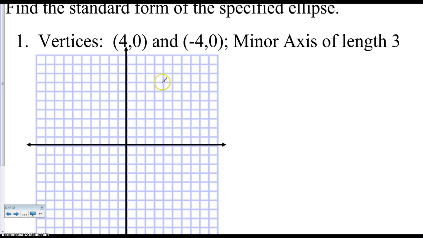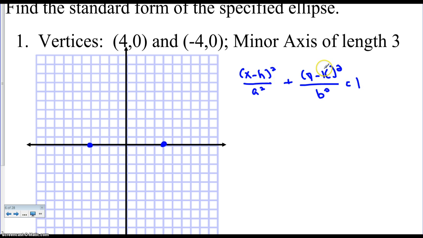So, in this case, I know that my vertices are at (4, 0) and at (-4, 0). Okay? So, because my vertices form a horizontal axis, that means my equation is going to have the form of (x - h)² over a² plus (y - k)² over b² equals 1.